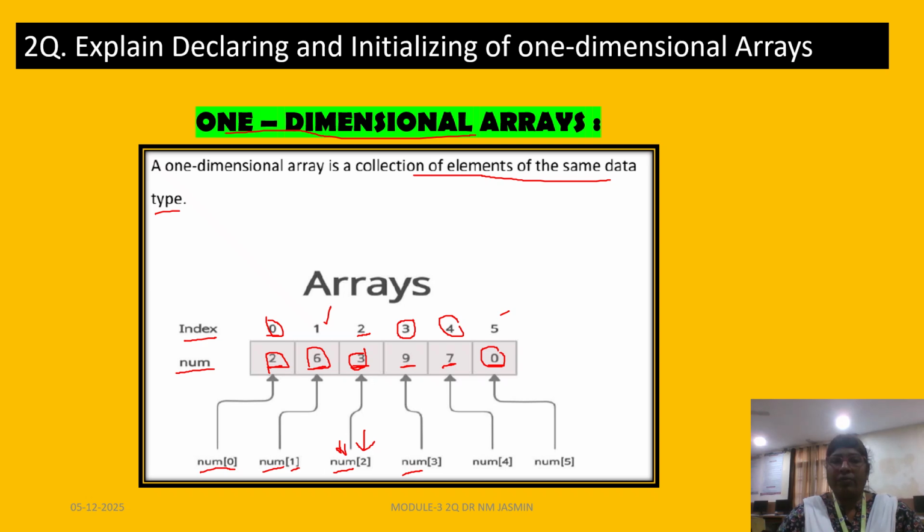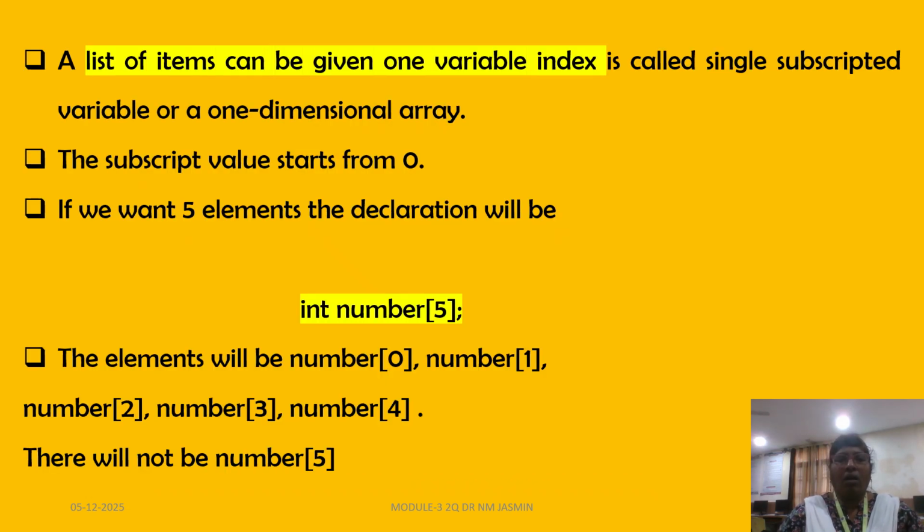Okay, so now if you see, all the list of the items can be given one variable index. So if we have taken the list of the items in the previous slide, we can see here the list of the items can be given only one variable index. So this we call a single subscripted variable or one-dimensional array. Okay, so now this subscript value starts with 0, as I said earlier.